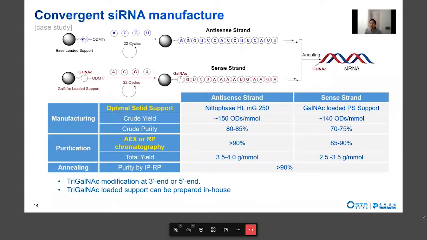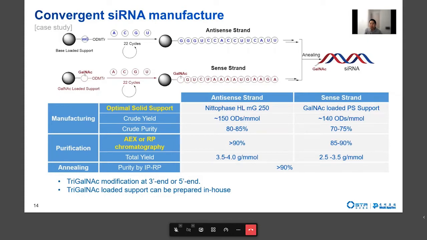As you can see, the antisense strand synthesis is pretty straightforward with good purity and yield at the end, while for the sense strand, due to the stability issues of the specialized linker and some steric hindrance of the GalNAc group, it did require some additional process optimization work. But at the end, our team was able to find suitable process conditions to improve the yield and the final product purity. The data shown here is from a 2.5 kilogram GMP campaign.